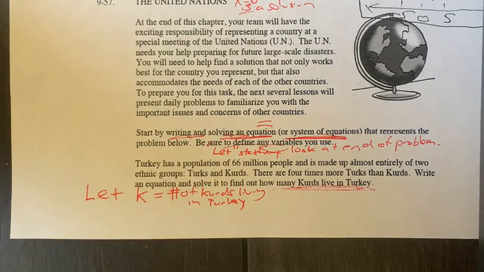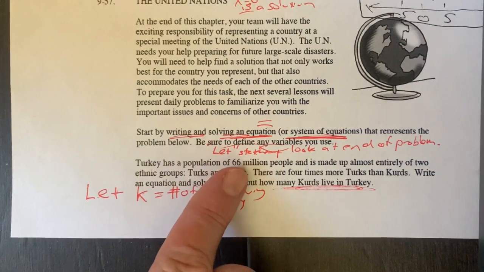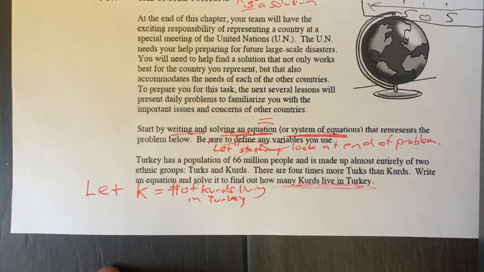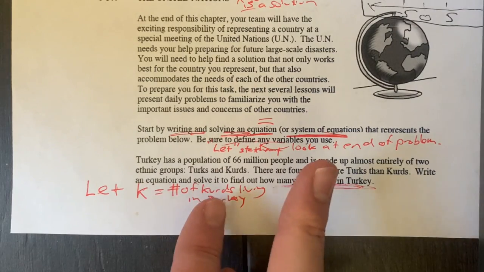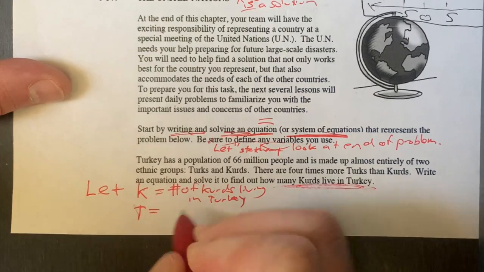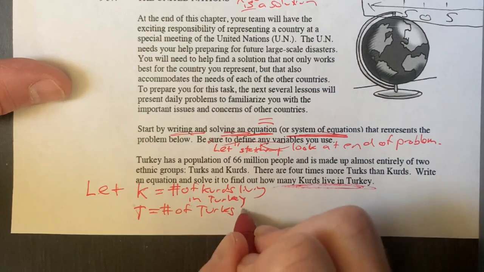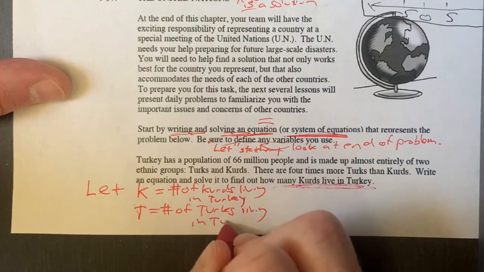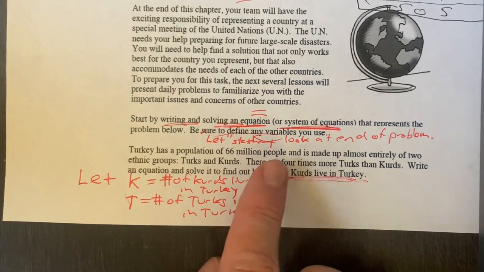Let's see if there are other variables here. This is ultimately a variable we're hoping to solve for, but there might be other variables that we need to compare k to. So Turkey has a population of 66 million people, and it's made up almost entirely of 2 ethnic groups. So we defined k for the number of Kurds living in Turkey. Looks like we need to define t equals the number of Turks, the ethnic group, living in Turkey. Makes sense. I see that.